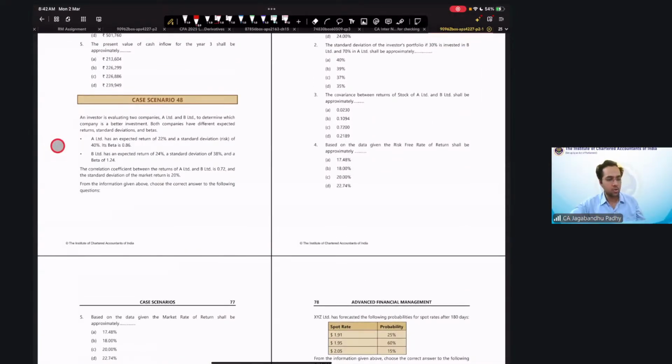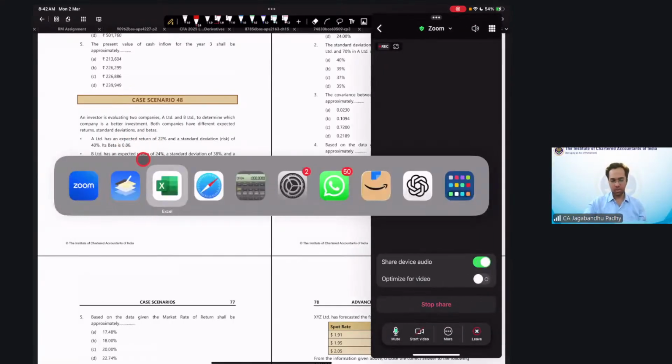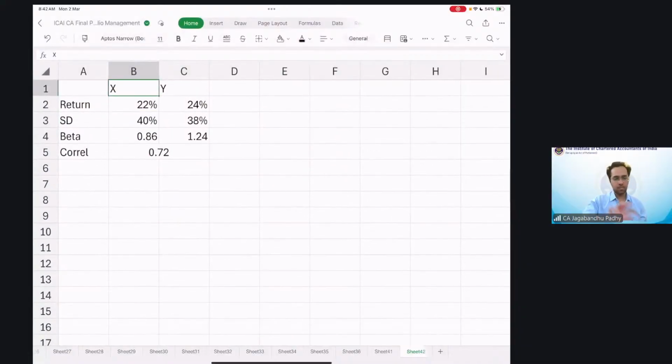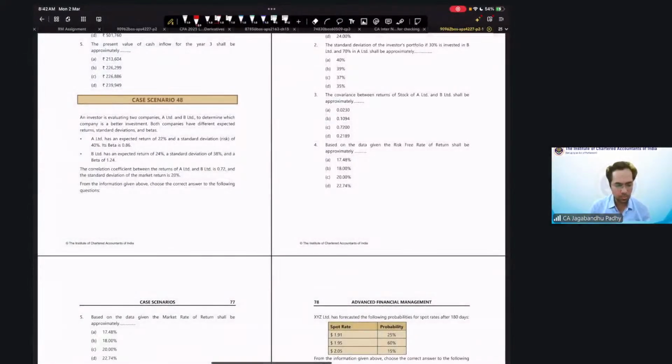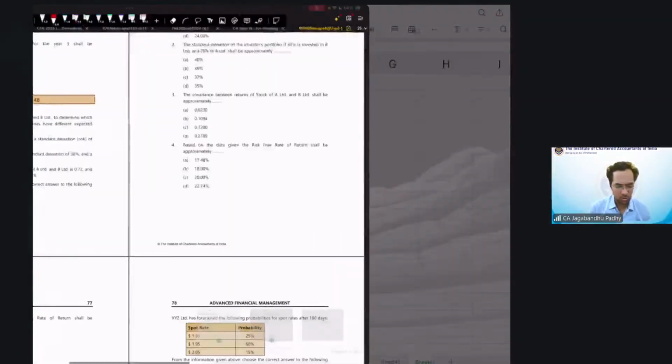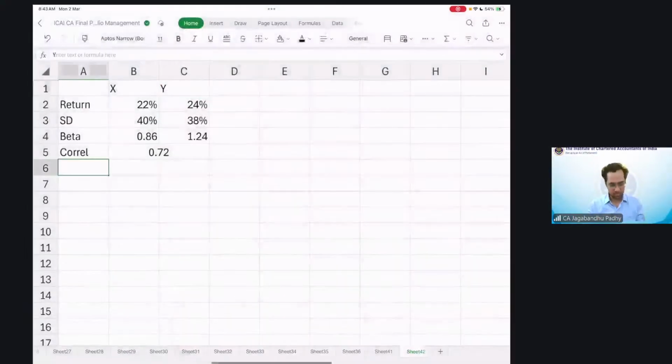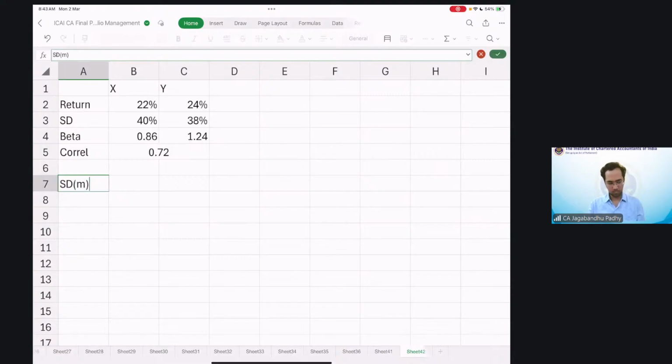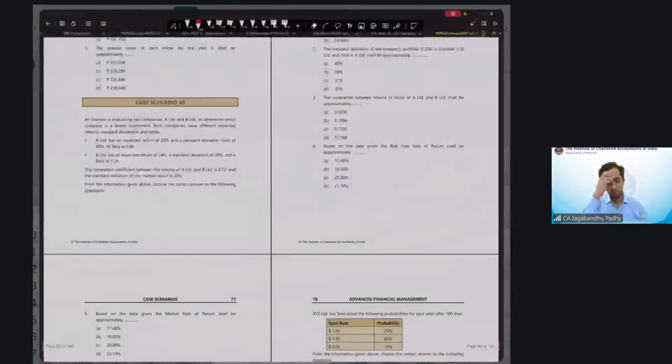An investor is evaluating two companies, A and B, to determine which company is a better investment. Both companies have different expected returns, standard deviations, and betas. So let me write down the data. So X is having 22% of expected return. Beta is 0.86, and this is 24, 38. Correlation is 0.72. Standard deviation of market is 20%.